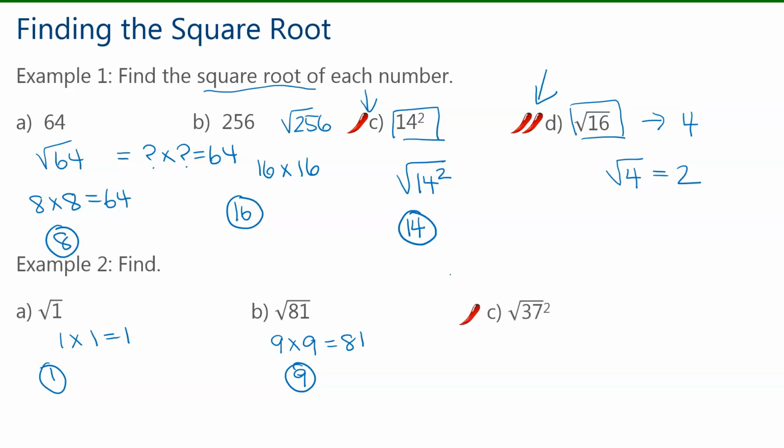And C, again, a little extra spicy. They're asking us to find the square root of 37 squared. So because they're telling us to square root it and square it, that's like taking 2 steps forwards and then 2 steps back. You end up where you started. So the square root of 37 squared is just 37. I wouldn't actually have to square it and then unsquare it to figure that out.